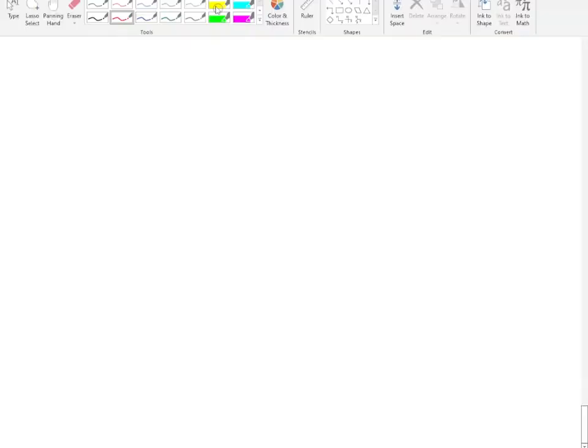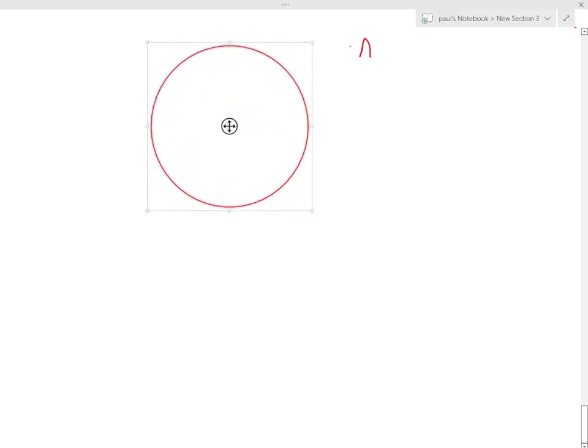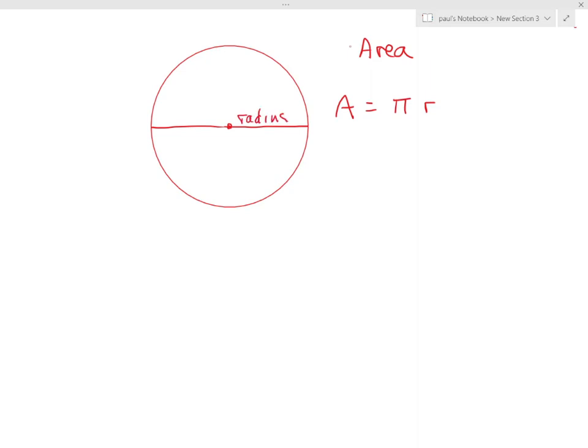Now, areas. Right, so let's have a circle with an area. So we're going to find out the area now of this, and again we've got the radius and the diameter and the circumference. So the area is all that bit in the middle, and there's a formula for this, is pi r for radius squared.